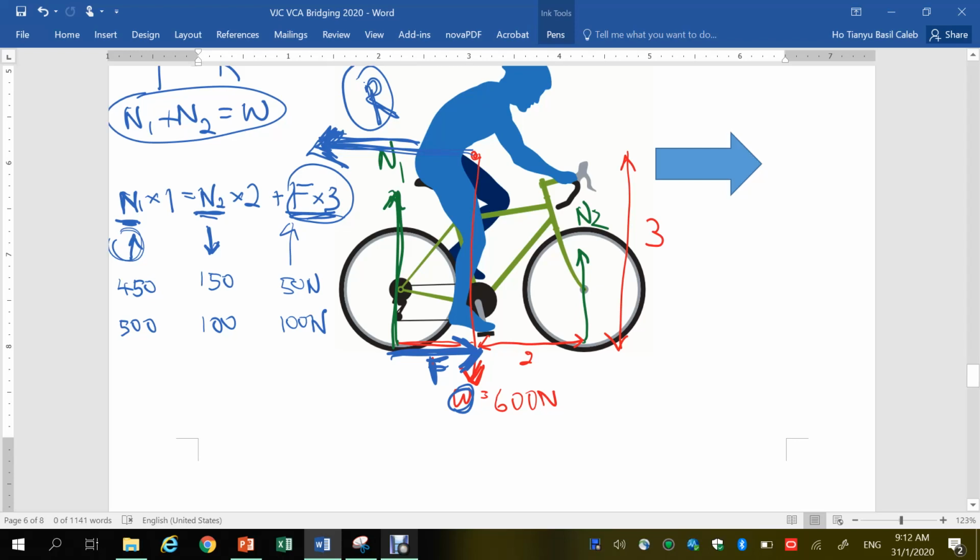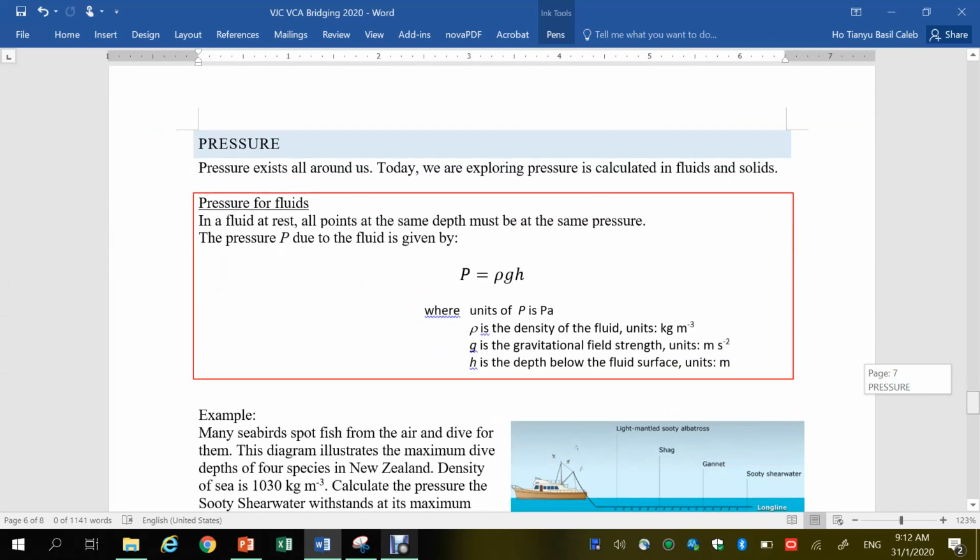If we increase this further to 150, right, or 200 maybe, what happens? You see clearly that this value here must become 0 and this value must be 600. Which means that the front wheel has completely lost contact with the ground. Okay? So with that, let's move on to the next part, pressure.